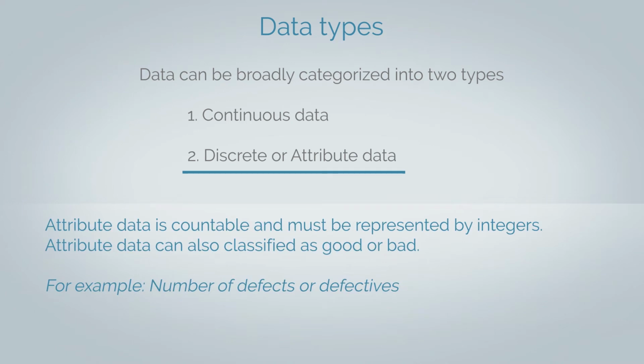Attribute data is countable, and must be represented by integers. Attribute data can also be classified as good or bad. For example, number of defects or defectives.